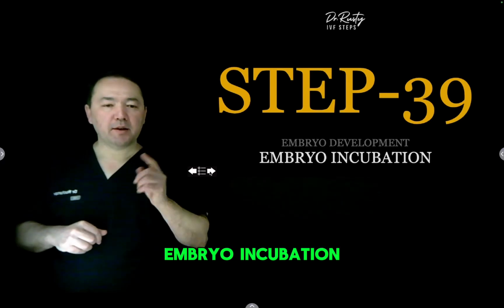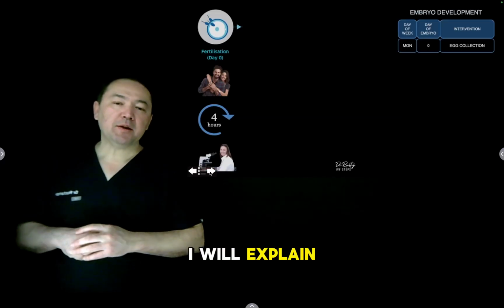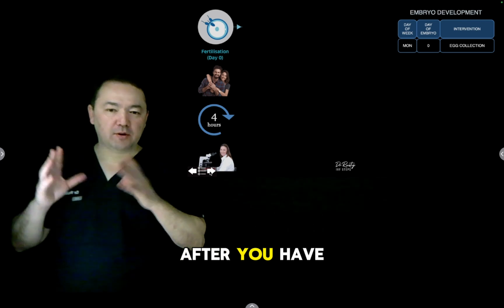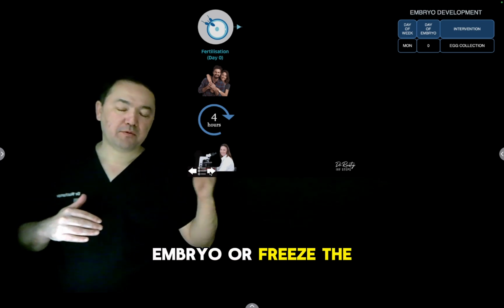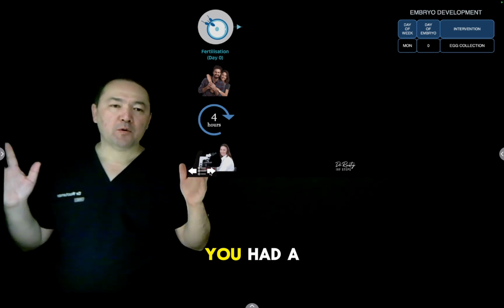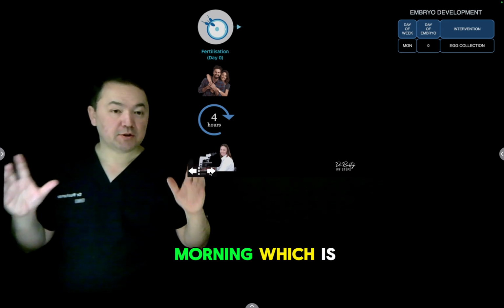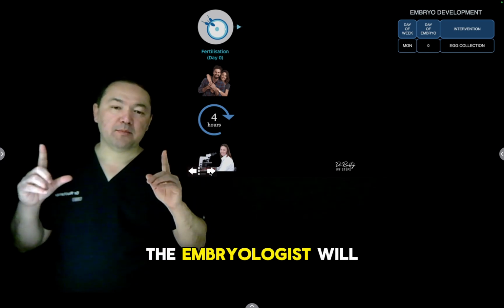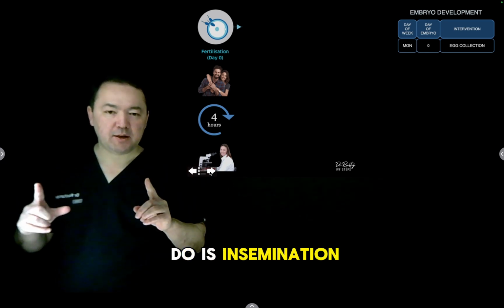Step 39, Embryo Incubation. I will explain what happens in the lab after you have egg collection until you transfer the embryo or freeze the embryos. Let us say you had egg collection on Monday morning, which is day 0. First thing the embryologist will do is insemination of your eggs.